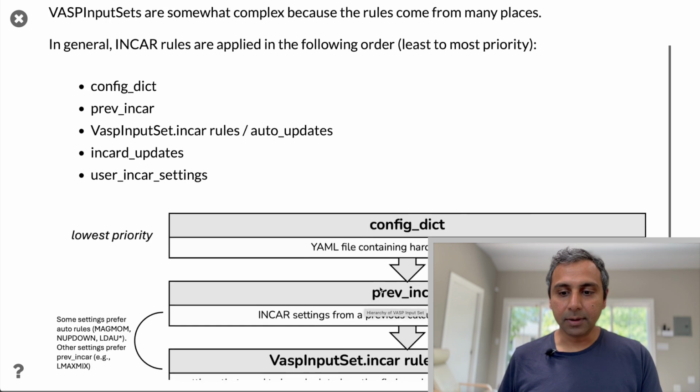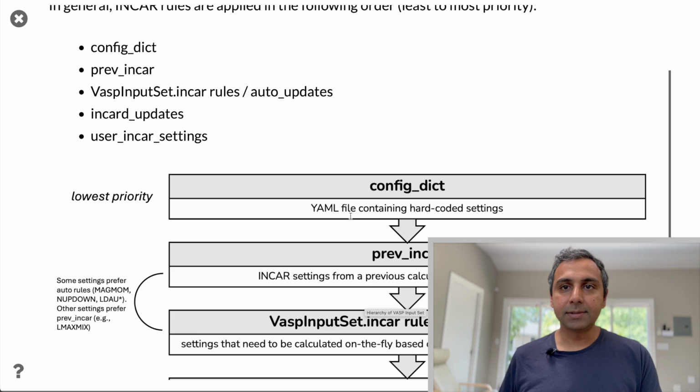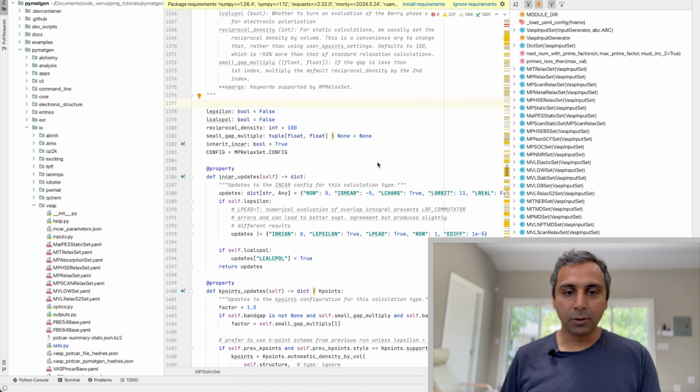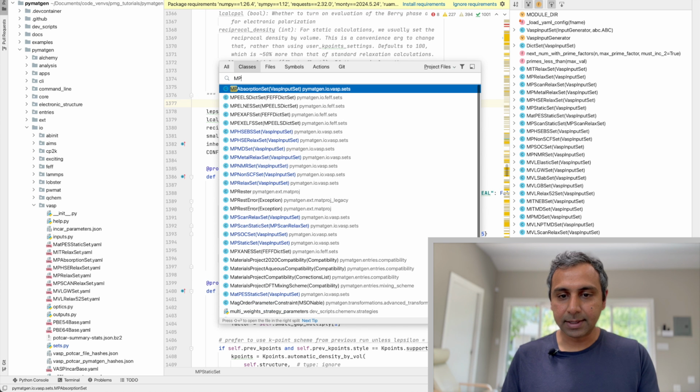Now the first place to look is the config dict, and this is typically a YAML file containing hard-coded settings. So let me show you really quickly for MP relax set in particular.